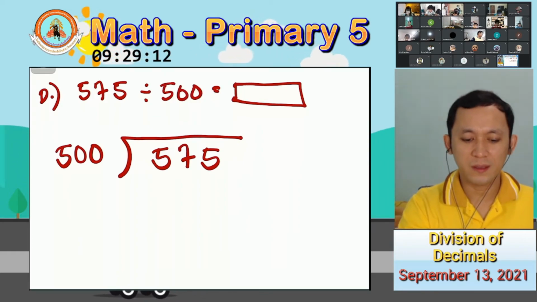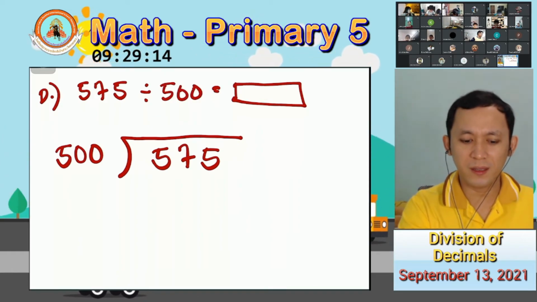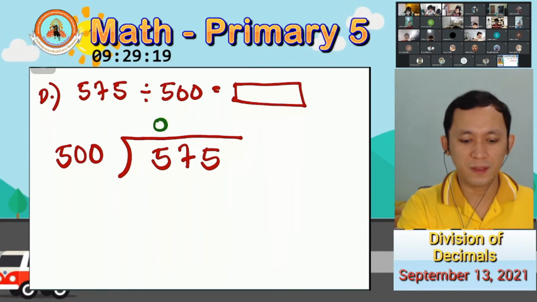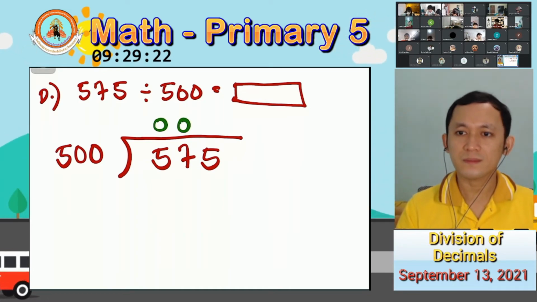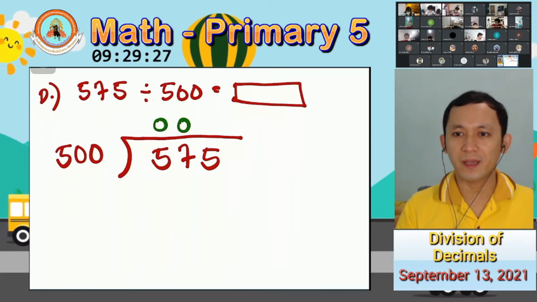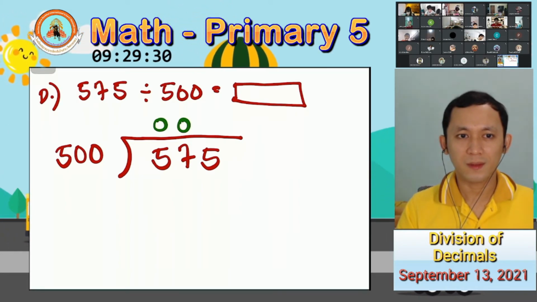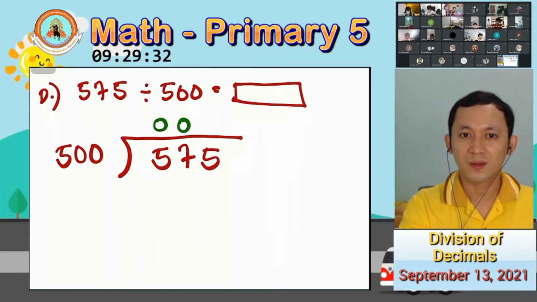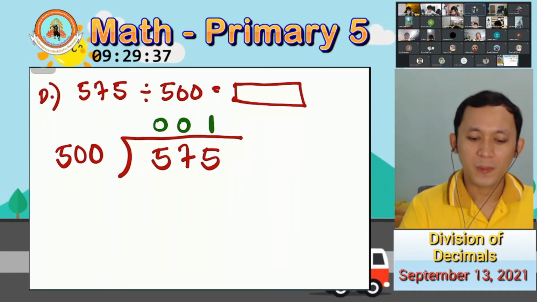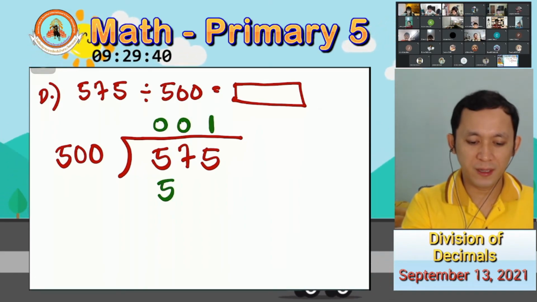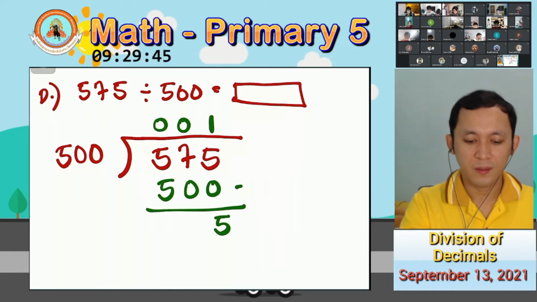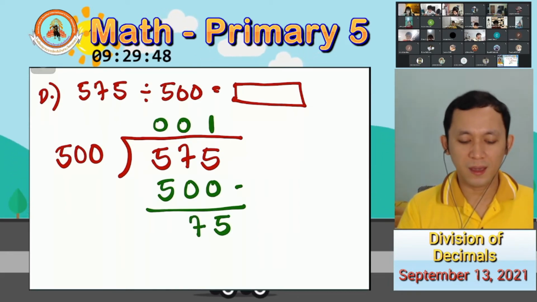Let's divide it first. 5 divided by 500. Of course, that is 0. Let's have 57 divided by 500. We have 0. Okay. Now, we have 575 divided by 500. What's the answer here? We've got 1. Okay, we have 1. 1 times 500, we have 500. Let's minus. We have 5. We have 7. And then 0.